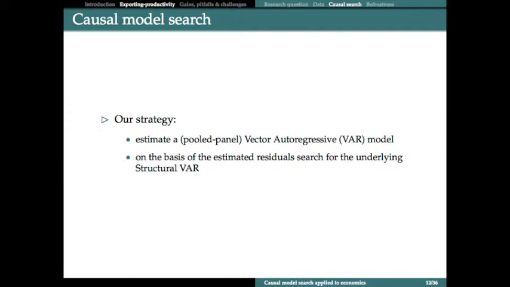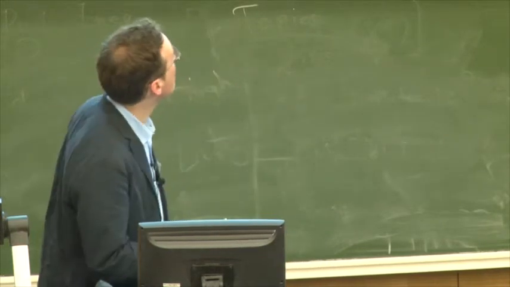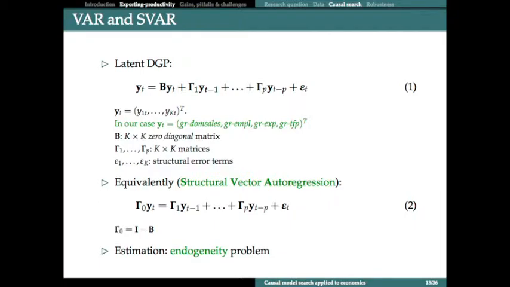And on the basis of the estimated residuals, we search for the underlying structural VAR. So here, apart from the fact that the data are completely different, the method is exactly the same as the method Kevin Hoover presented in the previous session: the idea of looking for the structural VAR using an estimated VAR. Maybe the interpretation is a little bit different, because I start here saying we have a latent data generating process. So this is the structural VAR.